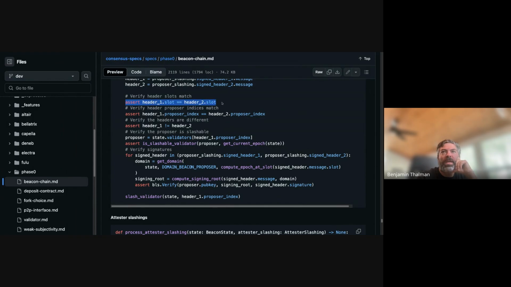So first, again, is it the same slot? So are these 2 blocks happening at the same slot? Is it the same proposer that's proposing them? And then do they differ in any way? Those are really the key conditions for a proposal.